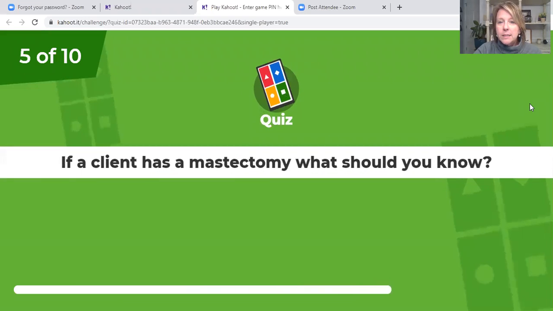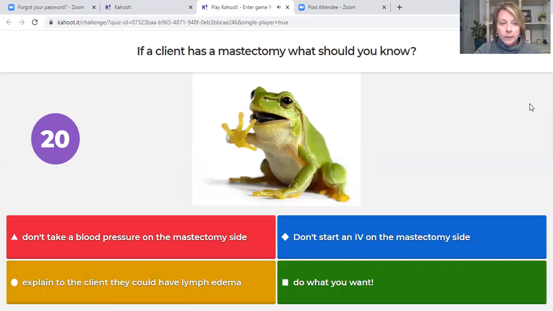If a client has a mastectomy, what should you know? Don't take a blood pressure on the mastectomy side. That's a good thing to know. Don't start an IV on the mastectomy side. That's a good thing to know. Explain to the client they could have lymphedema. That's a good thing to know.